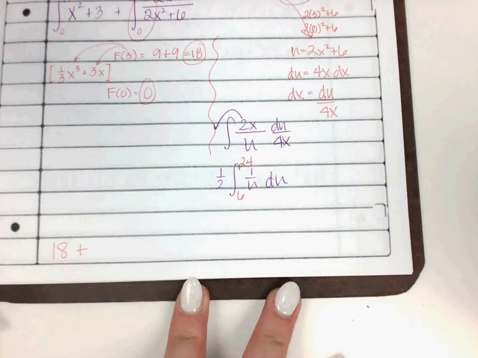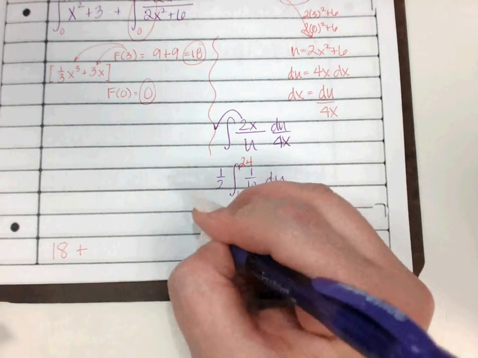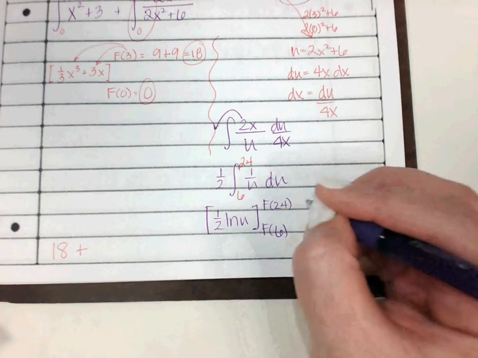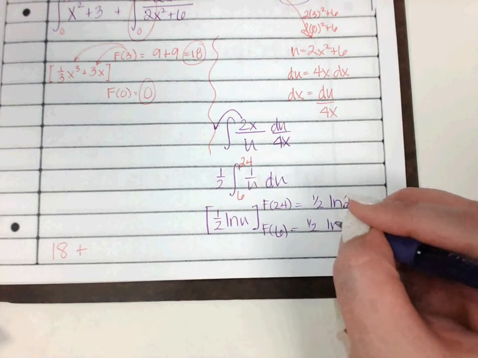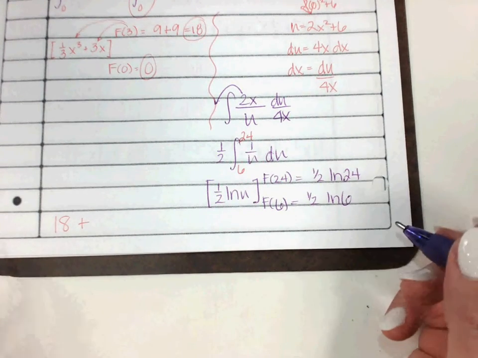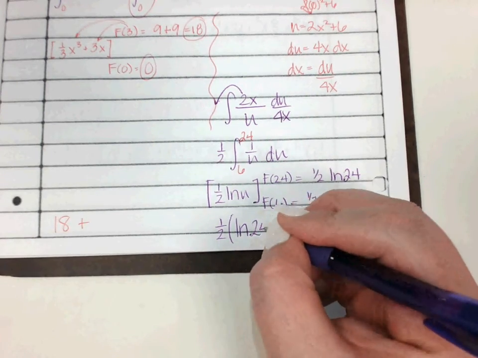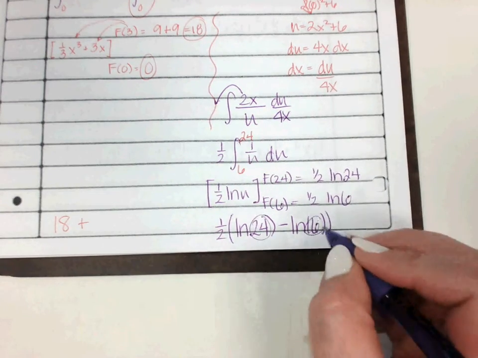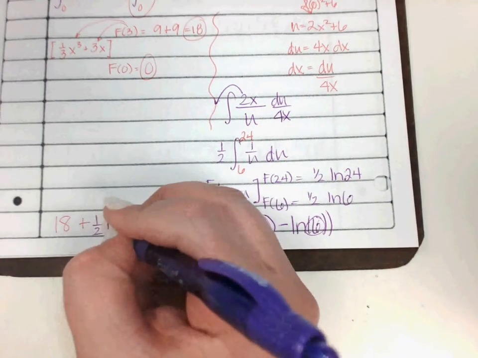Okay, then from there, what's the antiderivative of 1 over u? 1/2 ln u. Then I'm plugging in a 24 and a 6. Well, then I have 1/2 ln 24 and 1/2 ln 6. What do I do when I subtract ln's? Divide. So I'll have 1/2 times ln 24 minus ln 6, and then I can divide the 24 and the 6 to be an ln 4. So really it's half ln 4.